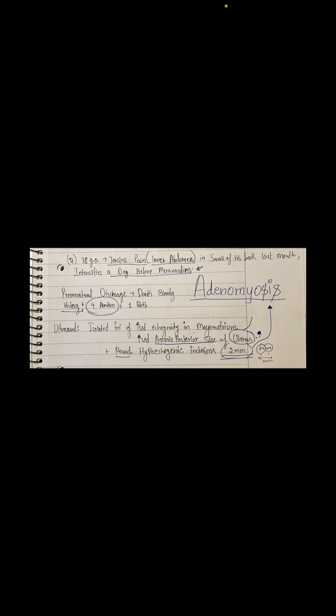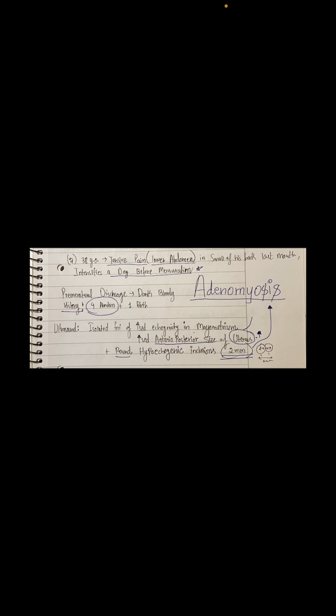Next patient is a 38-year-old having tensive pain in the lower abdomen and in the small of the back. Last month it intensified a day before menstruation. So premenstrual discharge is dark bloody. The history of 4 abortions plus 1 birth. So she is having a lot of abortions. Ultrasound shows foci of increased echogenicity in the myometrium, plus increased anterior-posterior size of the uterus, plus round hypoechogenic inclusions of 2 centimeters.